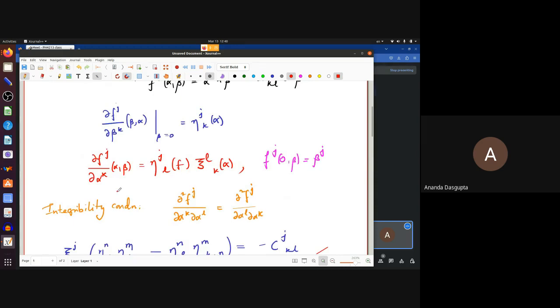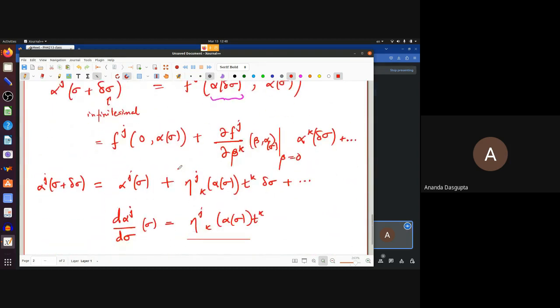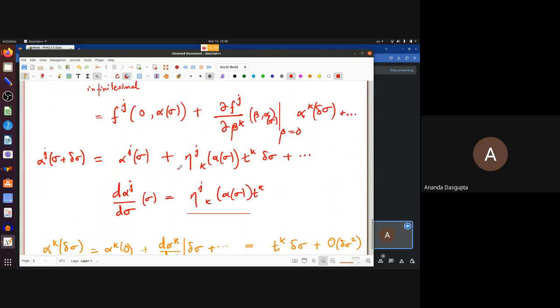This one. These were a bunch of coupled differential equations, right? But these were a bunch of coupled partial differential equations. These are actually a bunch of coupled ordinary differential equations. These ones, the ones which will give me alpha 1 sigma, alpha 2 sigma for a one parameter subgroup. Okay.